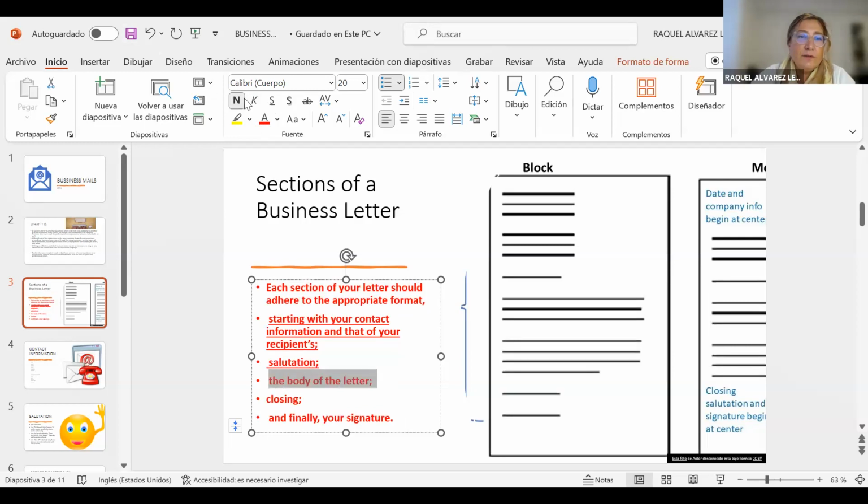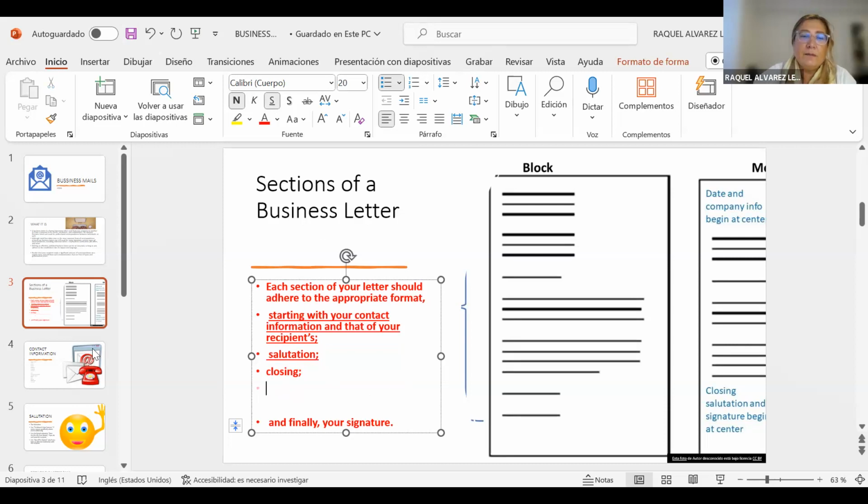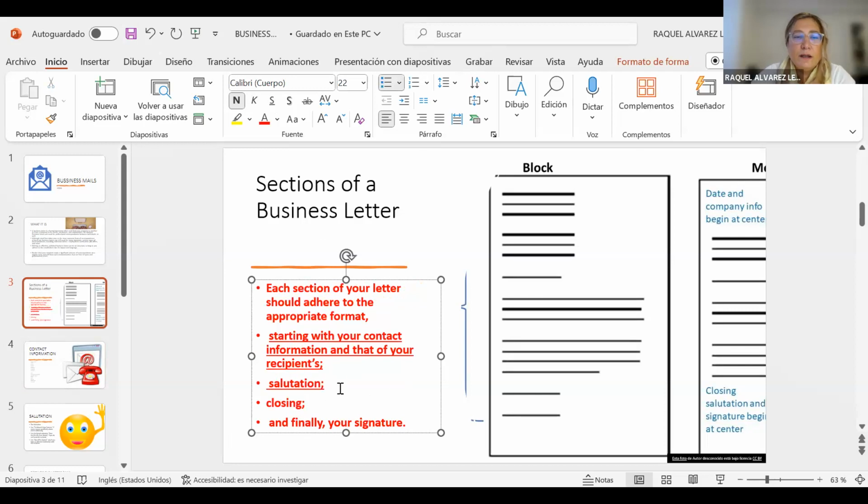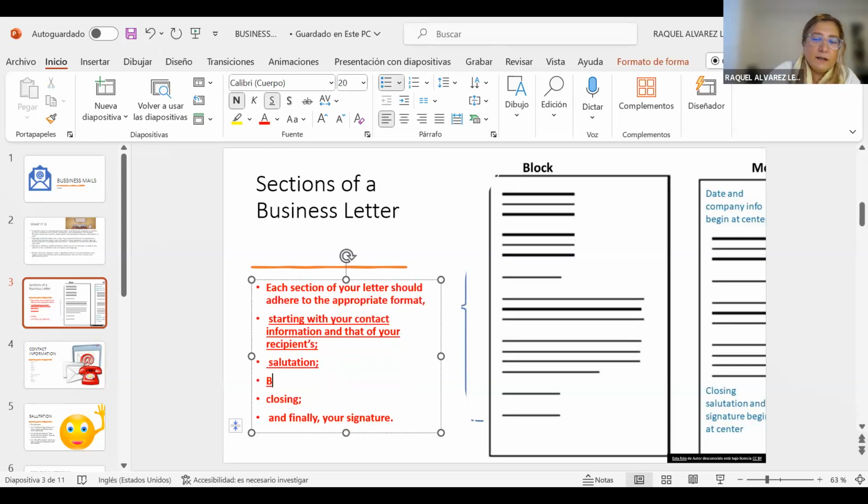The body of the letter will depend on the kind of letter or mail you're going to write. It's a complaint letter, te quejas de algo. It's an acknowledgement letter, es un mail en el que dices que has recibido todo correctamente. It's an inquiry letter, a letter where you are asking for something. It's important also the closing, so waiting to finish the letter or the mail. And finally, it's important your signature.